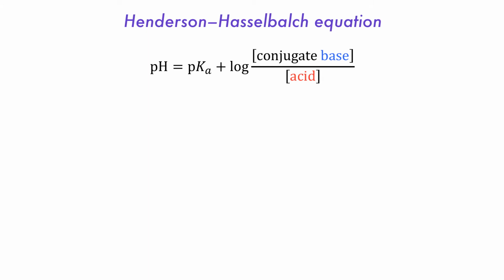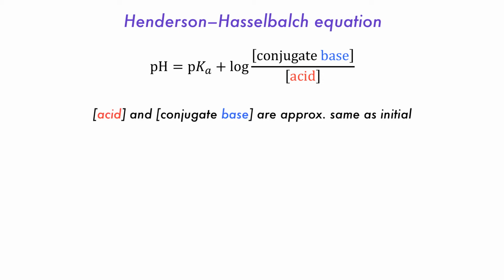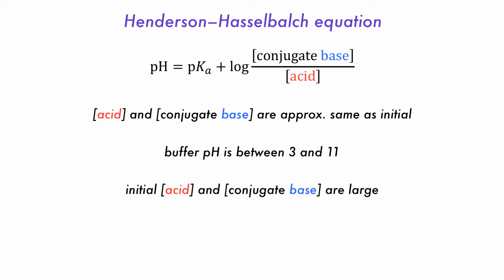The Henderson-Hasselbalch equation is a rearrangement of the equilibrium expression for the ionization of an acid. It can only be used when the equilibrium concentrations of the acid and conjugate base are similar to their initial concentrations. This happens when the buffer pH is between 3 and 11. Above or below these pHs, the acid or base will react too much with water. And when the initial concentrations of the acid and conjugate base are large, small amounts in concentration will have a limited effect.